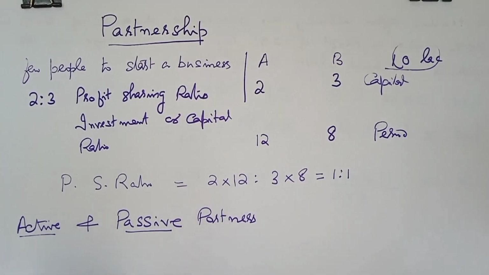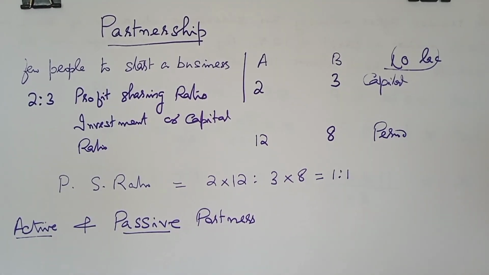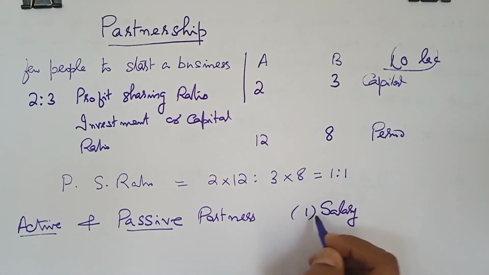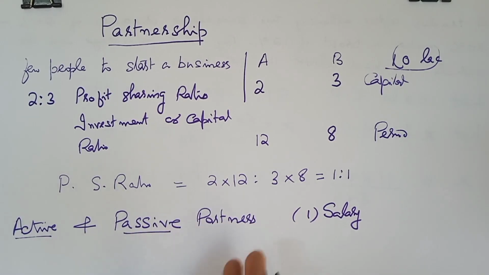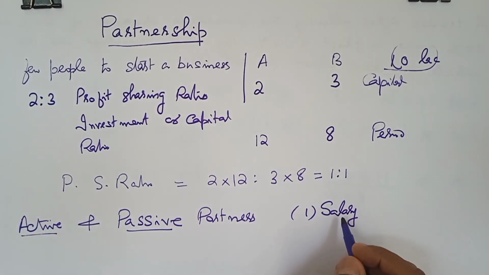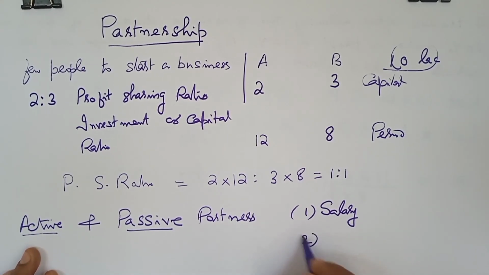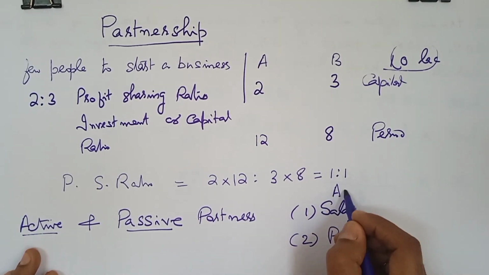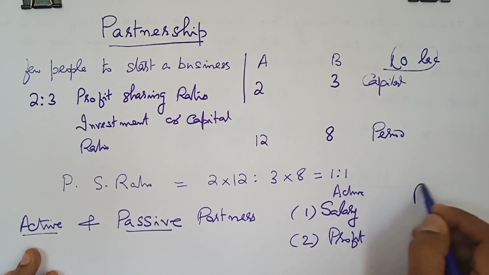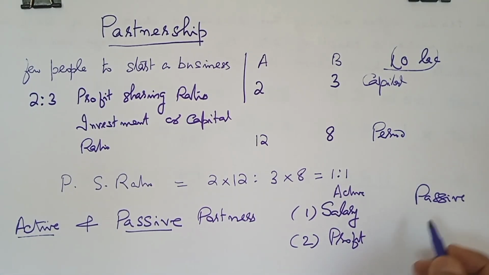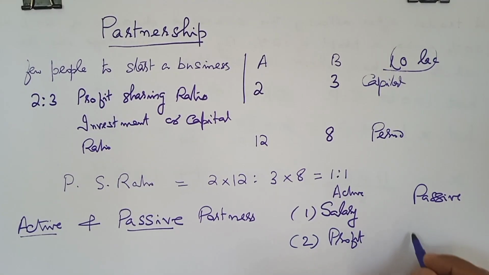So active partners will generally get two kinds of income. One, salary. There will be a salary prefixed for the active partners before starting the business. So apart from the profit share, active people get salary and then profit share. This is for active people. Whereas the passive partners will get only profit share.